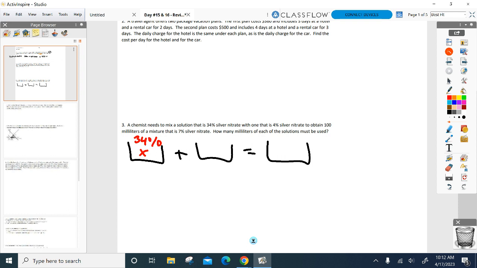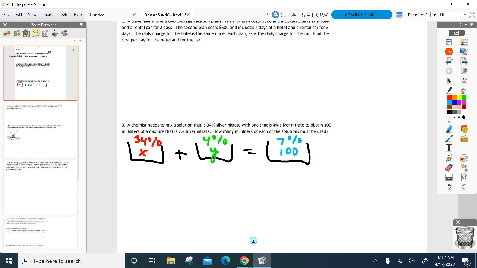Bin 2, mix it with one that is 4% silver nitrate. How much you need of the 4%, you ask? I don't know. That's your call. And that should be the last variable that shows up. These mixture problems only require 2 variables. So in that last one, I should have no variables. Why? Here we go. Mix them both together. You should have a 7% solution of silver nitrate with 100 milliliters underneath it.